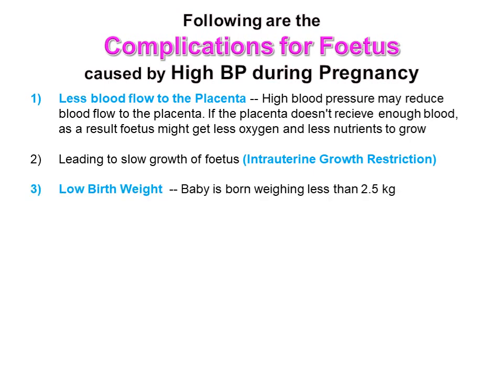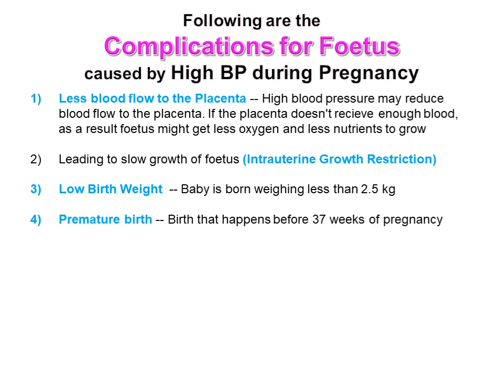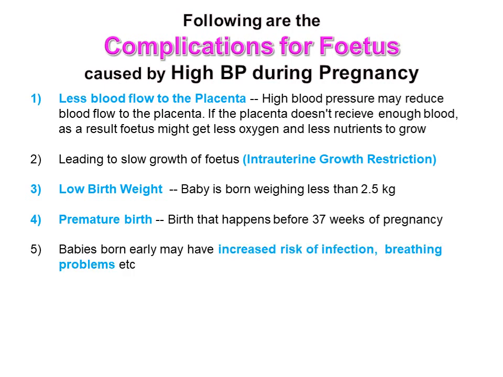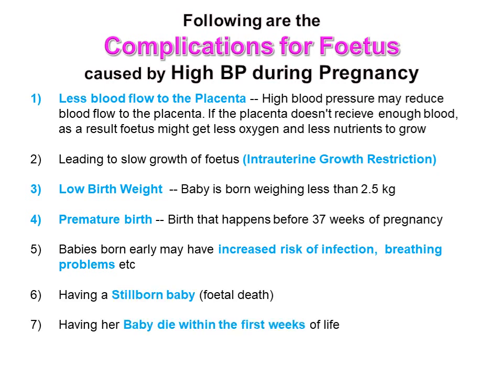Or low birth weight, that is, a baby is born weighing less than 2.5 kgs. Or premature birth, that is, a birth that happens before 37 weeks of pregnancy. Babies born early may have increased risk of infection, breathing problems, etc. Or sometimes the baby may be a stillborn baby. Or the baby may die within the first few weeks of life.